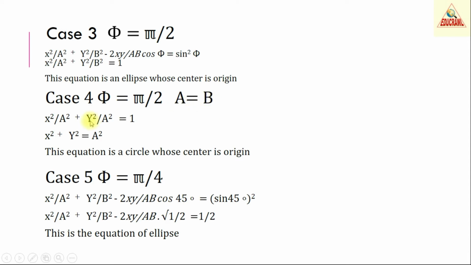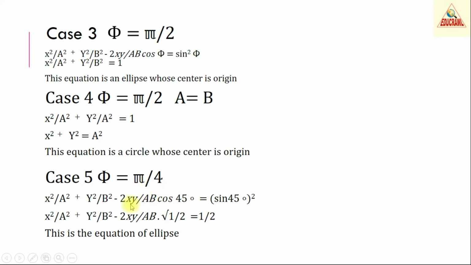So if you substitute that, we will get x squared by a squared plus y squared by a squared is equal to 1. Taking a squared as common and moving it on to the RHS, we have the expression x squared plus y squared is equal to a squared. And this equation is an expression for a circle whose origin is at the center. Now the last case. In case 5, the angle phi is equal to pi by 4.